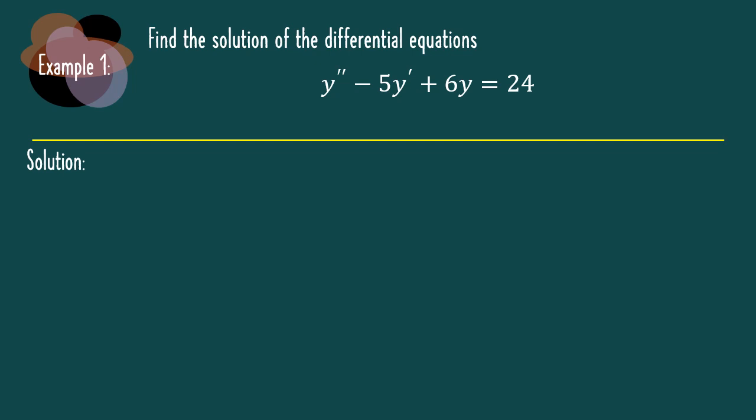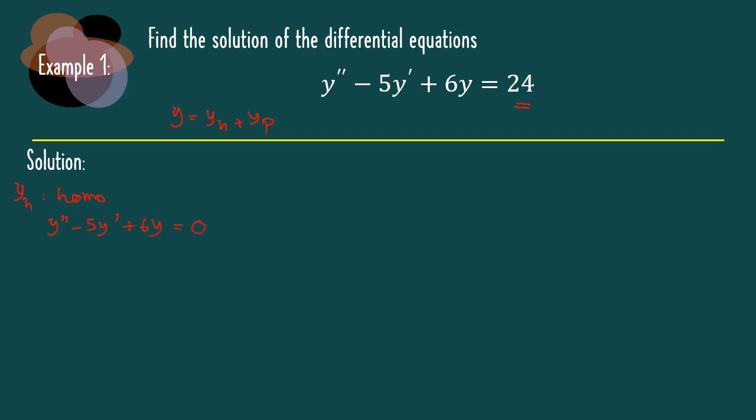For better understanding, let's try to solve a problem. Example 1. Find the solution of the differential equation y'' - 5y' + 6y = 24. So this is our f(x), where our f(x) is a constant. So our general solution y is equal to yh + yp. So let's start with yh first. We know yh is based on the homogeneous equation. That means our equation must be equal to 0.